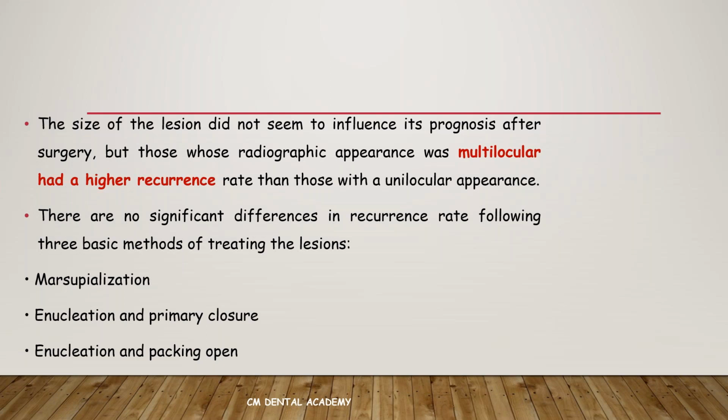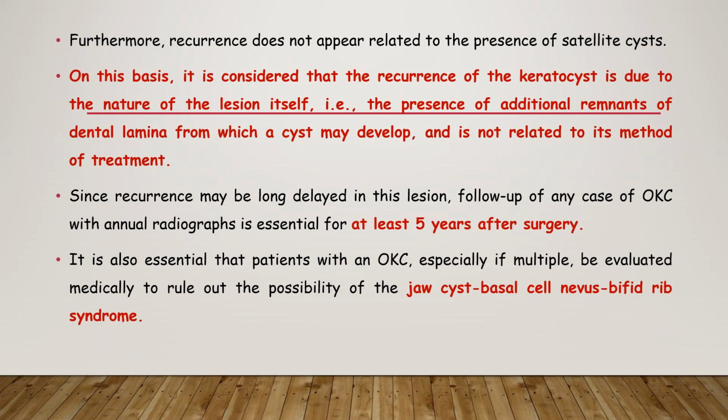There is no significant difference in recurrence rate following the three basic methods: marsupialization, enucleation and primary closure, or enucleation and packing open. Furthermore, recurrence does not appear related to the presence of satellite cysts. On this basis, it is considered that the recurrence of the keratocyst is the nature of the lesion itself, that is, the presence of additional remnants of the dental lamina from which a cyst may develop.